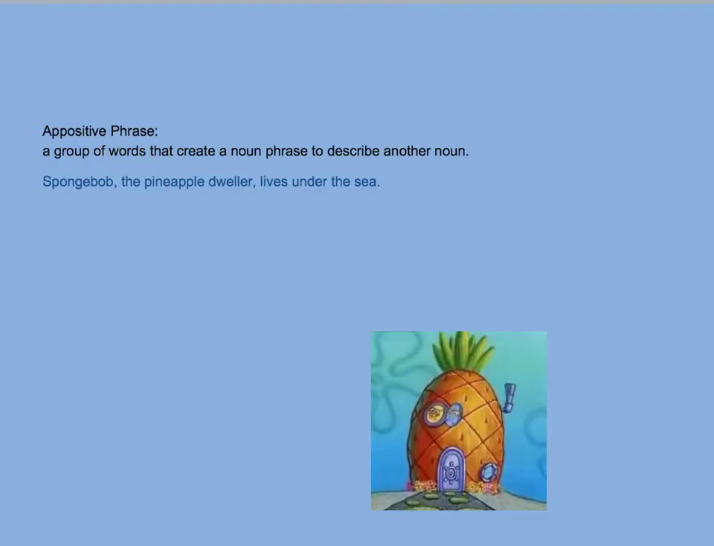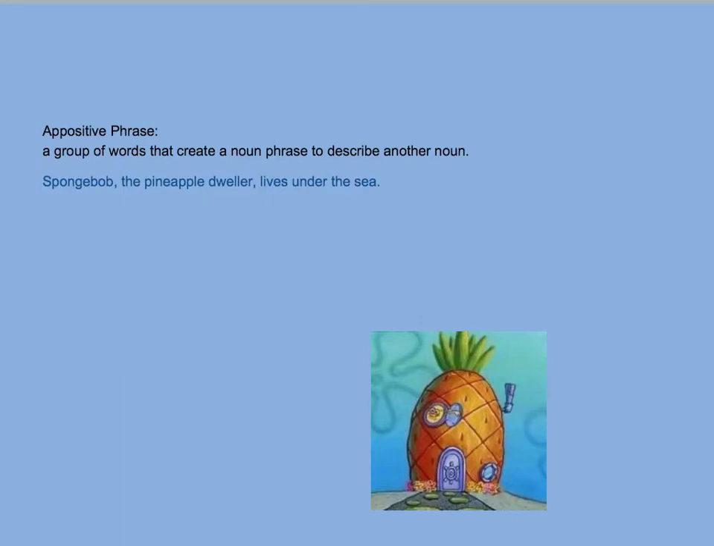Now that last sentence wasn't just a singular noun describing another noun. We saw a couple other words there. That last sentence with Patrick was an appositive phrase. And we know that a phrase is a group of words without a subject or verb. So, an appositive phrase is a group of words that create a noun phrase and then describe another noun. So they act like an appositive, but it's just a group of words doing so.